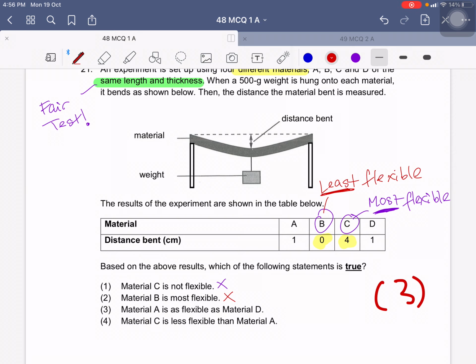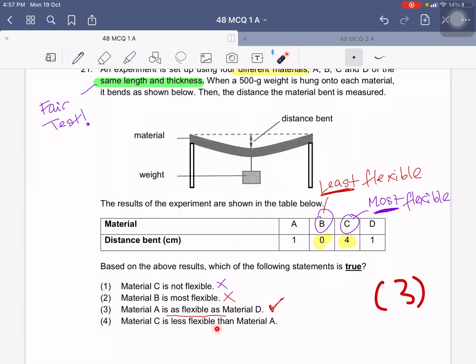Okay. Material A is not as flexible as material D. That's not true. Actually, they are the same in terms of their flexibility. All right, because this one bent 1 cm, D also bent 1 cm. Okay, next. Okay, wait, sorry. Oh, I put it wrongly. Actually, it's correct because they say material A is as flexible. Now, as flexible means they are the same. So this is correct.